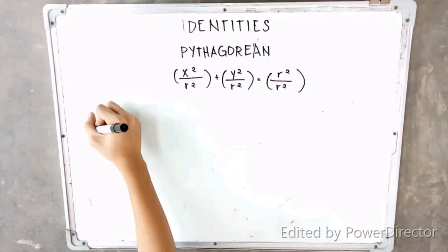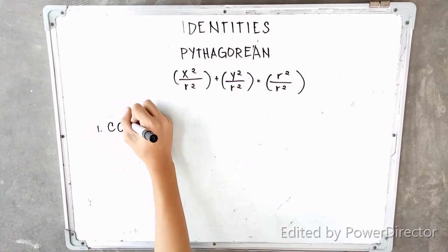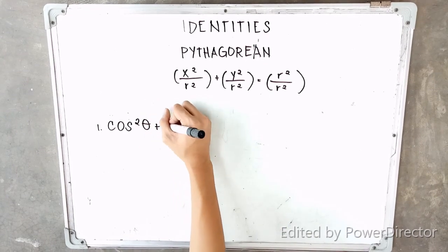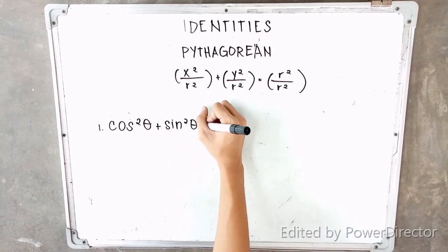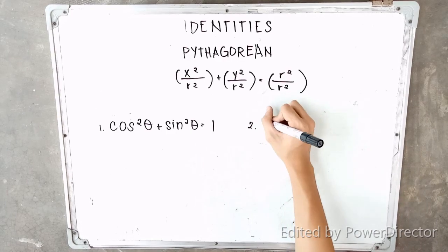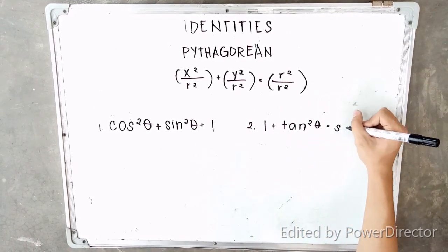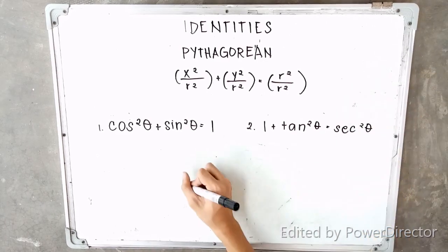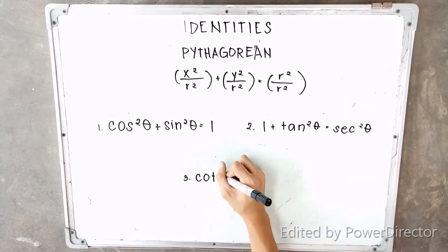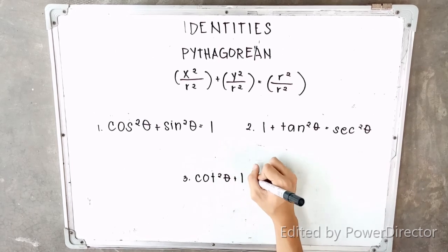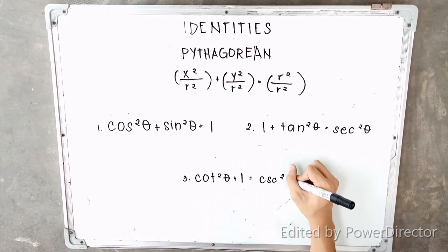And lastly, for the Pythagorean identities, x squared over r squared plus y squared over r squared is equal to r squared over r squared. Cosine squared theta plus sine squared theta is equal to 1. 1 plus tangent squared theta is equal to secant squared theta. Cotangent squared theta plus 1 is equal to cosecant squared theta.